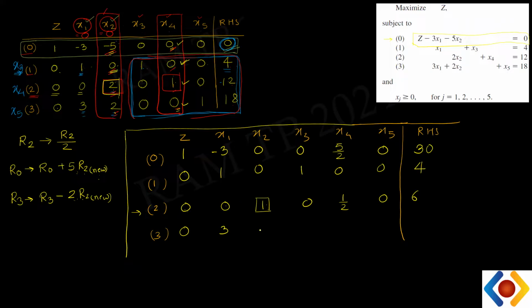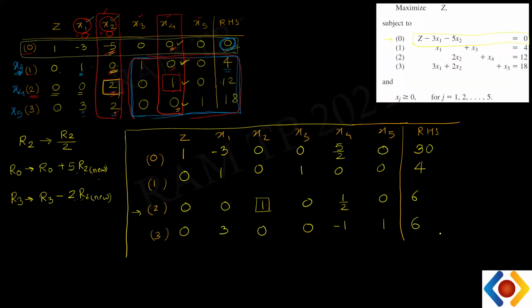2 minus 2, 0. Okay. 2 times 0 is 0. Subtract 0 from 0. 0 minus 0, 0. Okay. 2 times half is 1. Subtract that 1 from the corresponding element here, 0. So 0 minus 1, minus 1. Very good. 2 times 0 is 0. Subtract that from the corresponding element 1. We'll get 1. 1 minus 0, positive 1. Okay. 2 times 6 is 12. Subtract that from the corresponding element. 18 minus 12, 6.